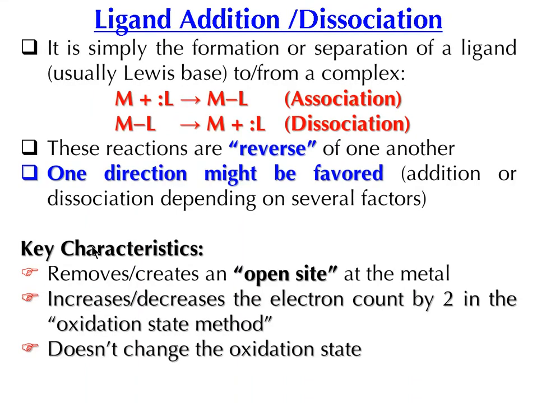What are the key characteristics of this reaction? In the ligand addition, we should have a vacant site, and in the ligand dissociation, we open a vacant site. The ligand addition increases the electron count by 2 without changing the oxidation state of the metal, and the ligand dissociation decreases the electron count by 2, also without changing the oxidation state.